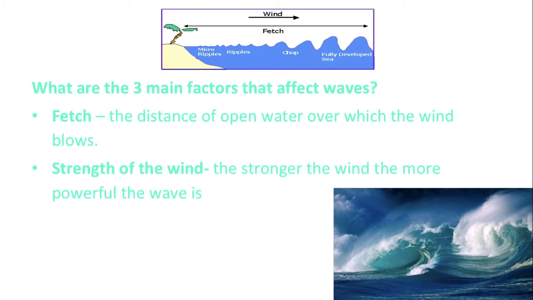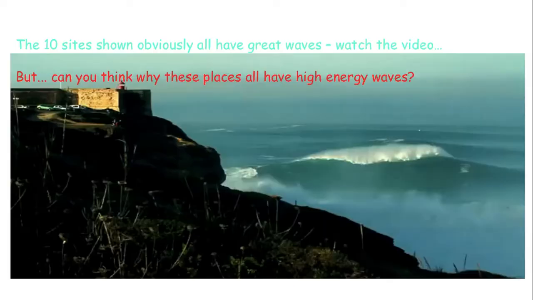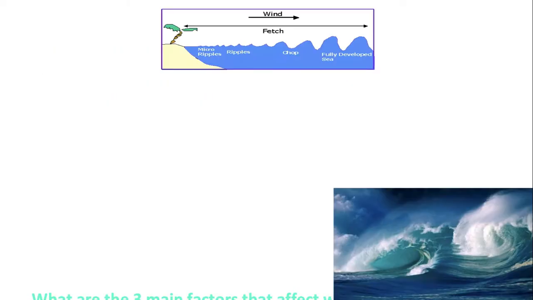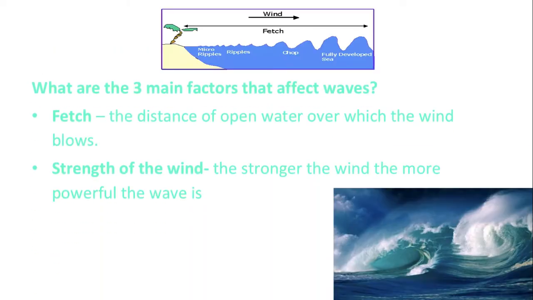Fetch is the distance of open water. If you look at these places here, there's a lot of open water. The Atlantic crashing across here, across the Pacific Ocean, that's why Eleuthera has that large fetch. That's why it's one of the few places where you can have surfing in the Bahamas. Next, the strength of the wind. The stronger the wind, the more powerful the wave is. And finally, how long the wind blows for. So copy down those three.